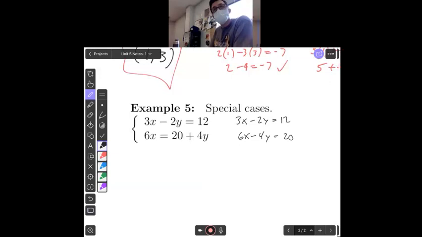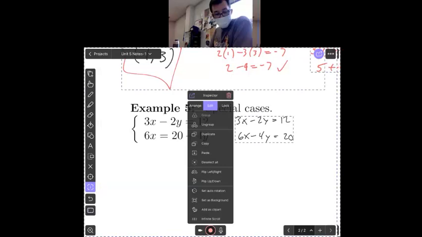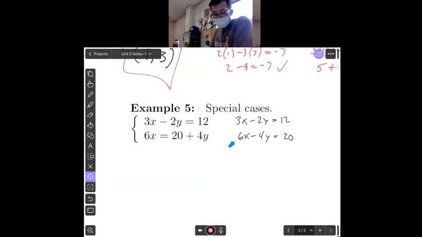Why is that? Yeah, I just brought the y over. No, I don't have opposites here. I don't have 3 and negative 6 or anything like that. They're the same. So I've got to do something to get them to be opposites.